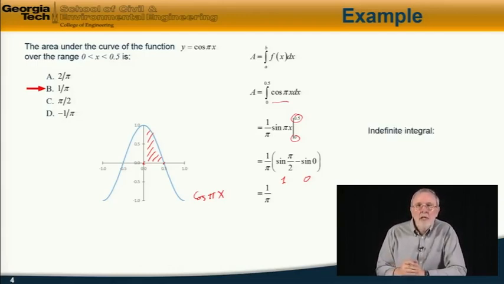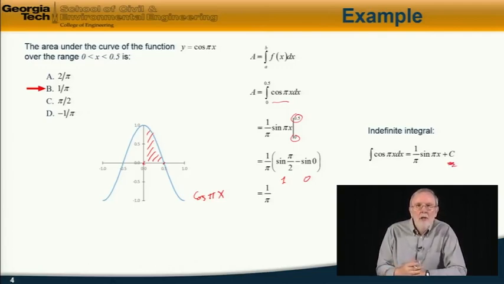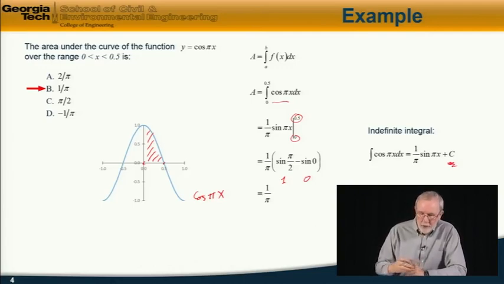And just as a note, if this was expressed as an indefinite integral, for the example integral of cosine pi x dx, the answer would be 1 over pi sine pi x, but then we have to add some unknown constant of integration to that if the integral is indefinite.